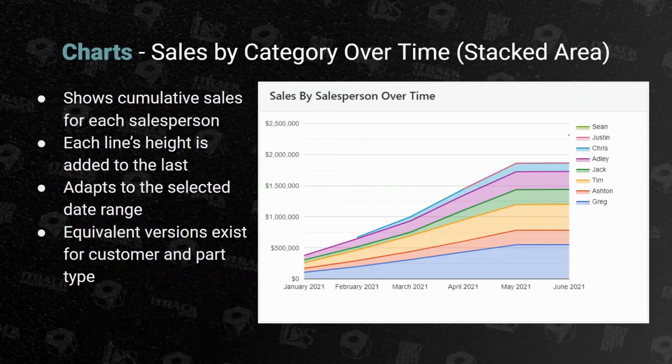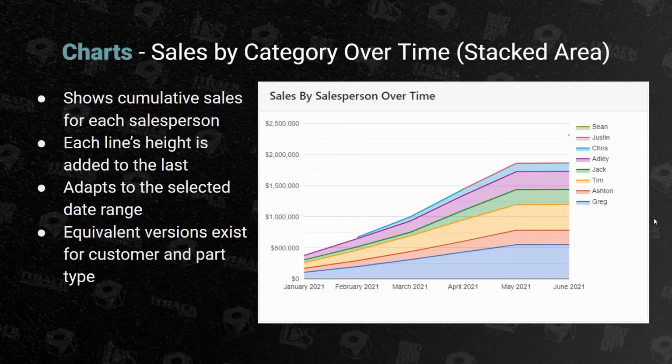And then equivalent versions of this chart exist where instead of showing sales by salesperson over time, it shows sales by part type or sales by customer. The idea is generally the same. It's just that they show part type or customer instead.